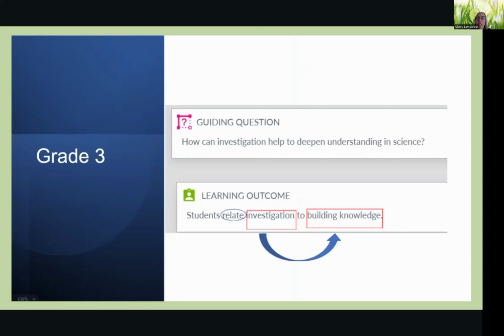So their learning outcome, which they learn all year, is students relate investigation to building knowledge. So I've squared off in red the concept of investigation and building knowledge, and what the verb is, relate. Students need to connect how an investigation builds knowledge.